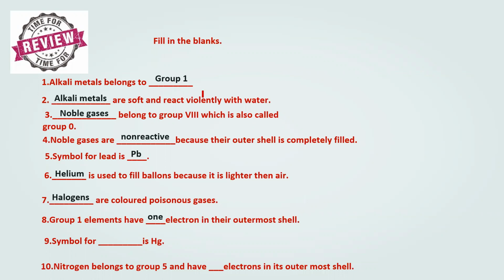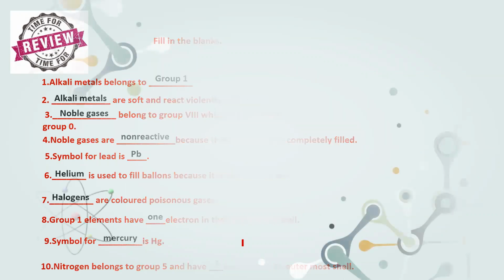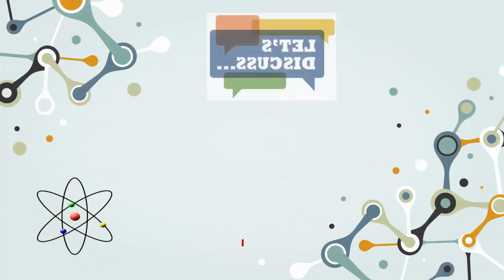Mercury has the symbol Hg. Okay, come towards the last one, the 10th one. Nitrogen belongs to group 5 and has 5 electrons in its outermost shell. Okay, good, very nice.